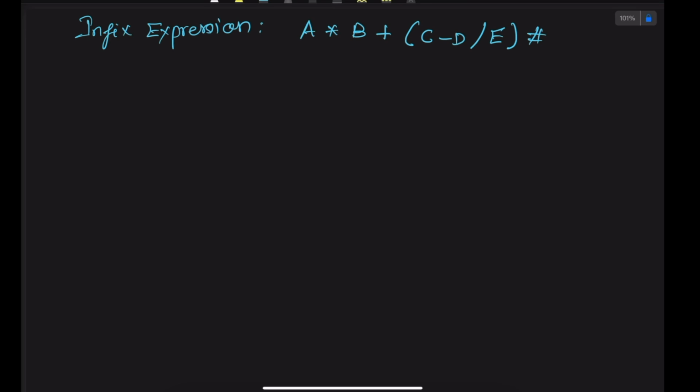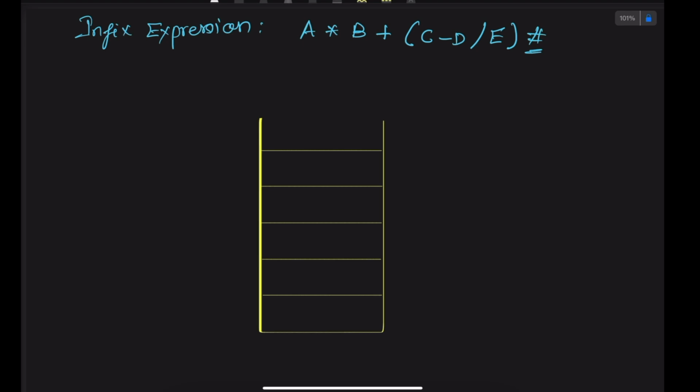Now I am going to discuss an example: a star b plus open parenthesis c minus d division e, then close parenthesis, and this symbol represents the end of the expression. Consider this is a stack. Now I will read the characters one by one and place the output. The first character is a. While reading a, rule number 1 says print operands as they arrive. So you write the operand to the output as it arrives.